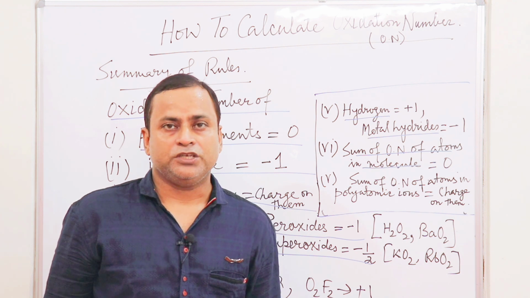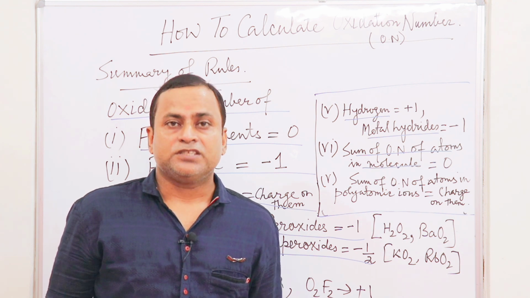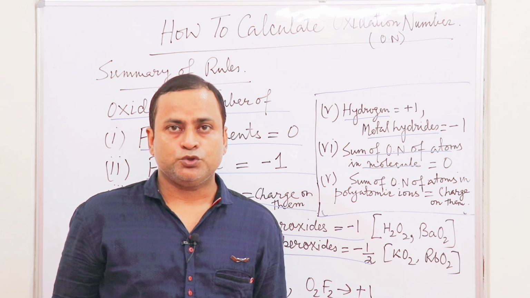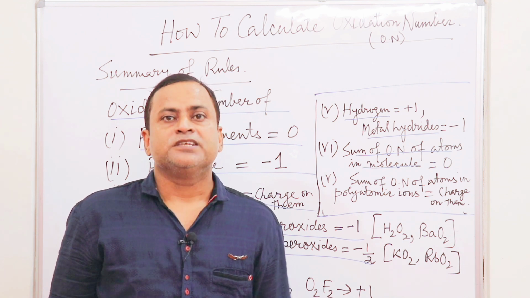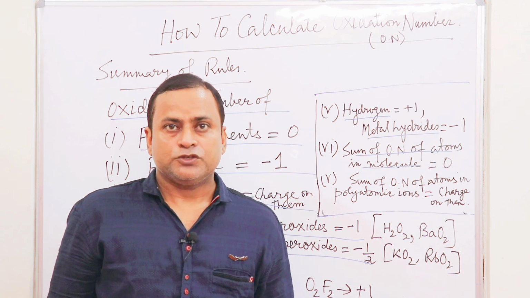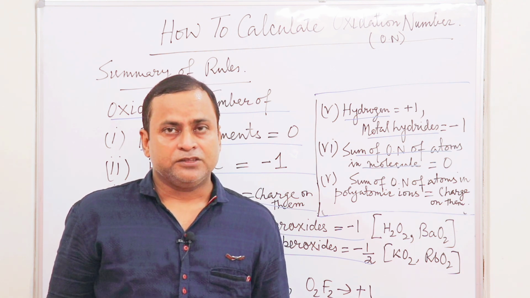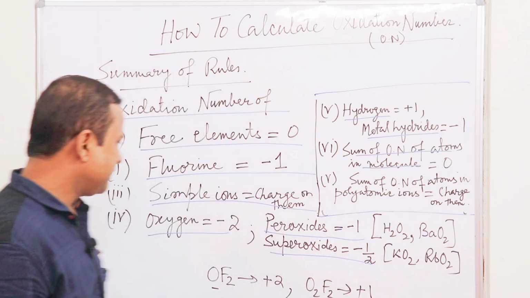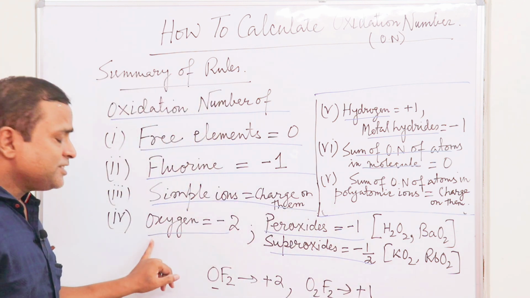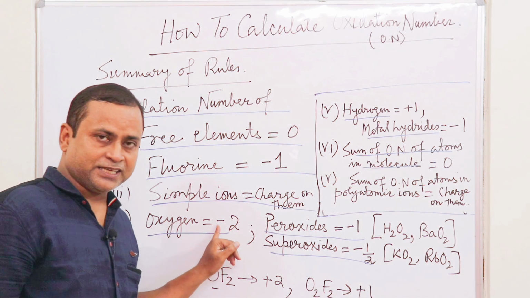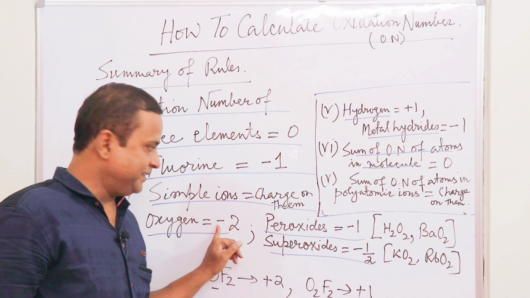For example, in sodium ions, that is Na+, the oxidation number will be +1. In case of magnesium ion, Mg2+, it will be +2. Similarly, in case of calcium ions, Ca2+, it will be +2. Aluminium ions, Al3+, so the charge is +3, so it will be +3, and so on. Now oxygen is a very special element. In general it is assigned the oxidation number of -2.